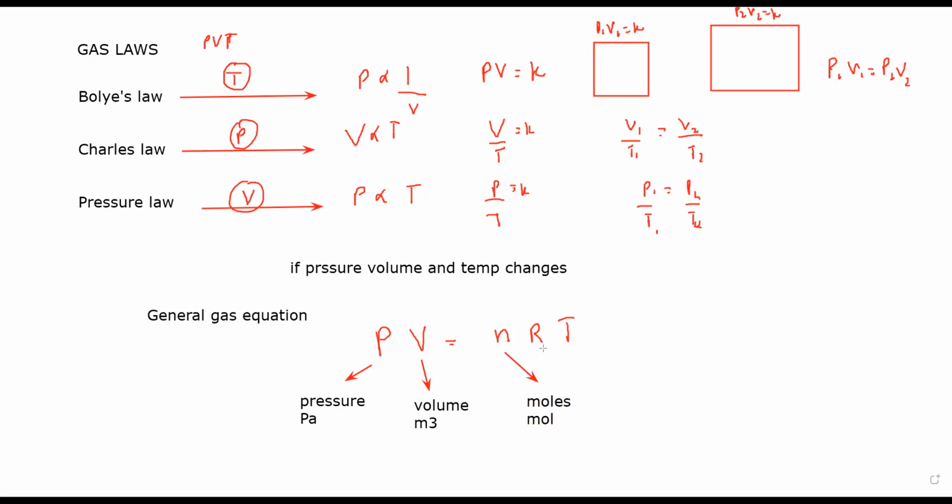What is R? R is known as the universal gas constant. And what is T? T is the temperature. So we have PV equals nRT, which is known as the general gas equation. The value of R will be 8.3 or 8.31, you can use that.